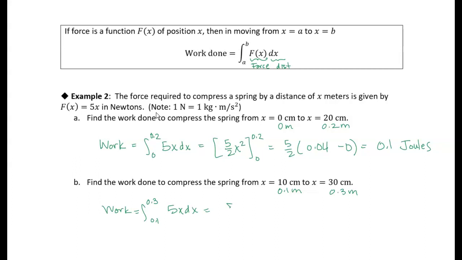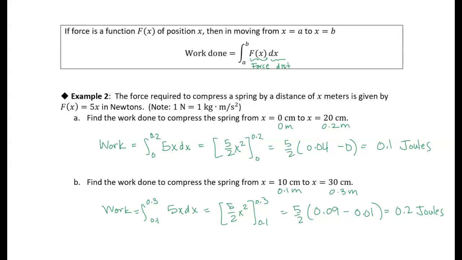So again, we have 5 halves x squared evaluated from 0.1 to 0.3. So we get 5 halves times 0.9. Whoops, not 0.9. It's 0.09, because that's 0.3 squared. 3/10 times 3/10 is 9/100ths. And when we square 0.1, we get 0.01. So if you evaluate that, you get 0.2 joules.